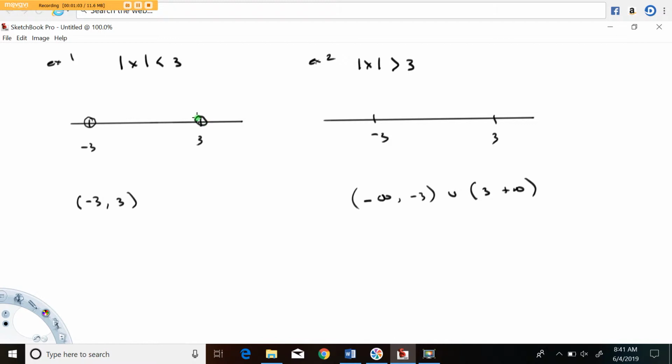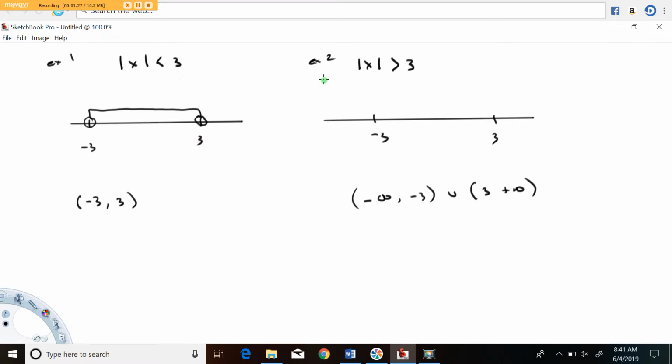So our solution set on a number line looks like this. It's all the values between minus 3 and 3. In interval notation, it looks like this: from minus 3 to 3, with soft brackets because we're not including the minus 3 or the 3. So you notice we're getting this kind of bounded region that solves this inequality.